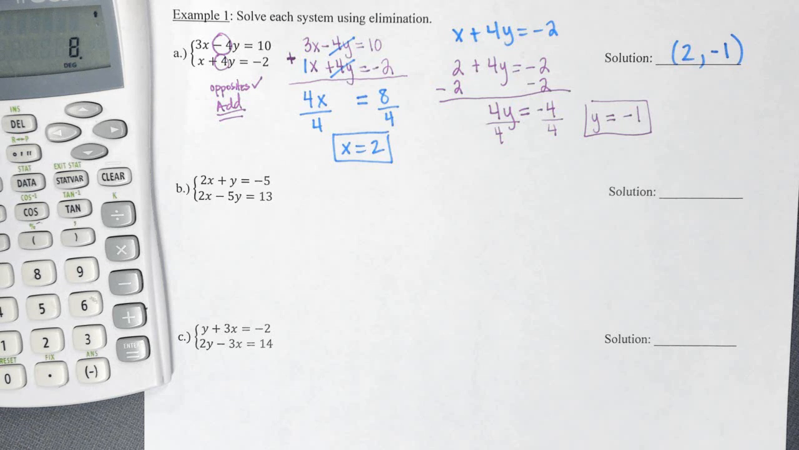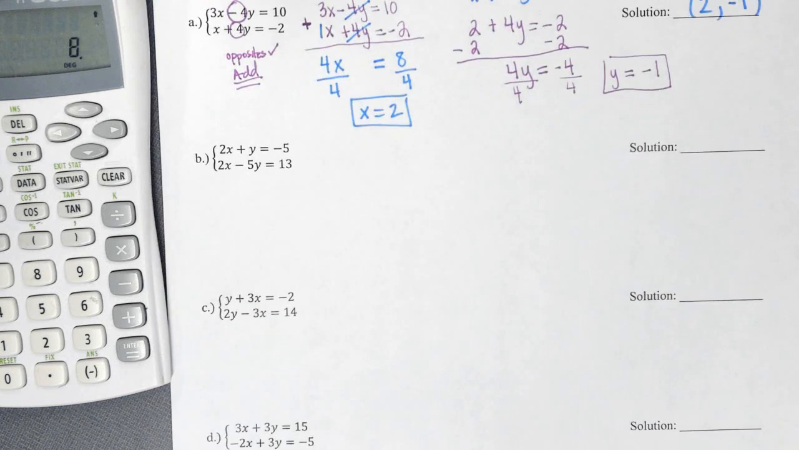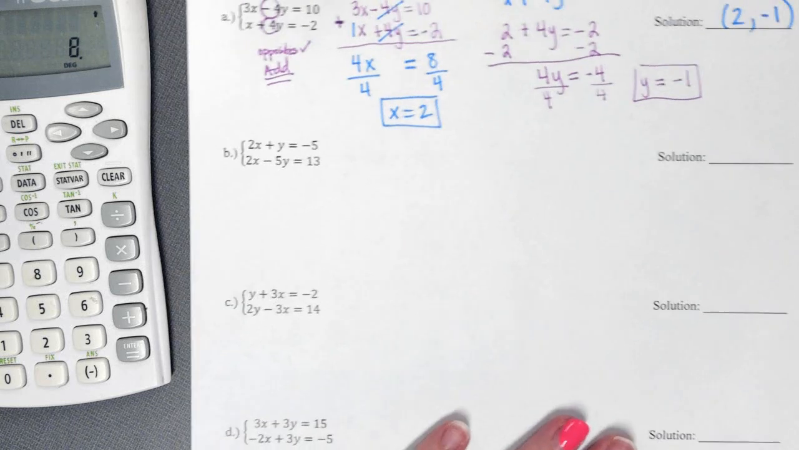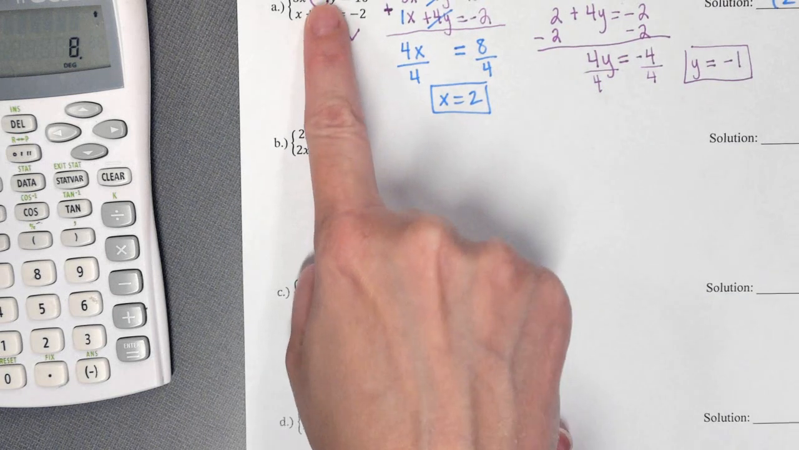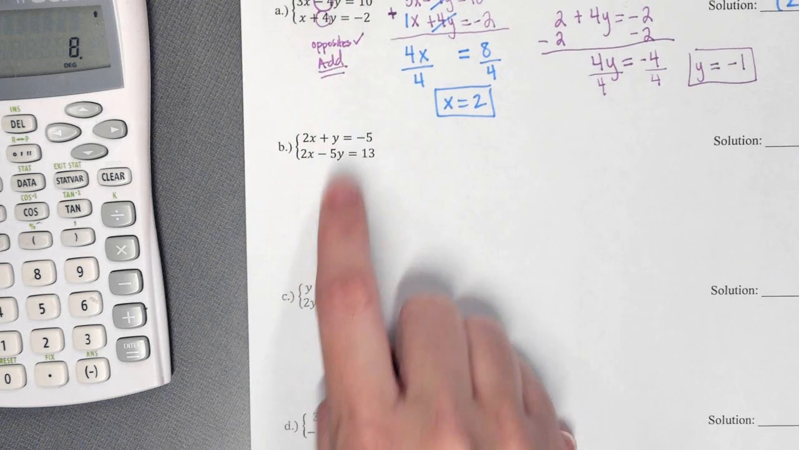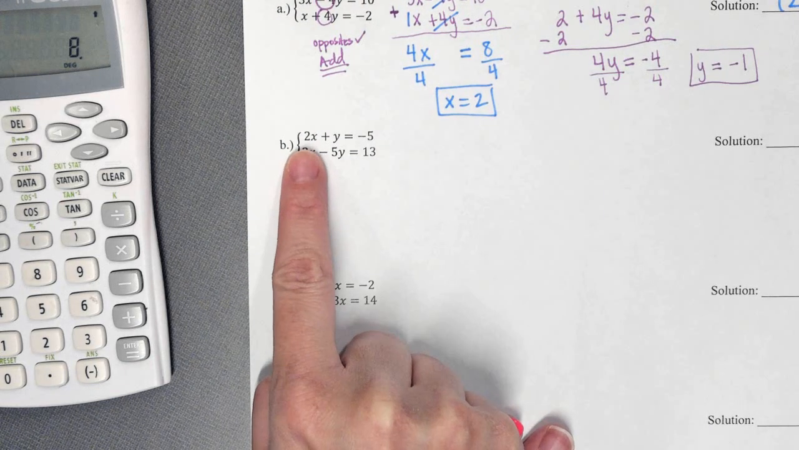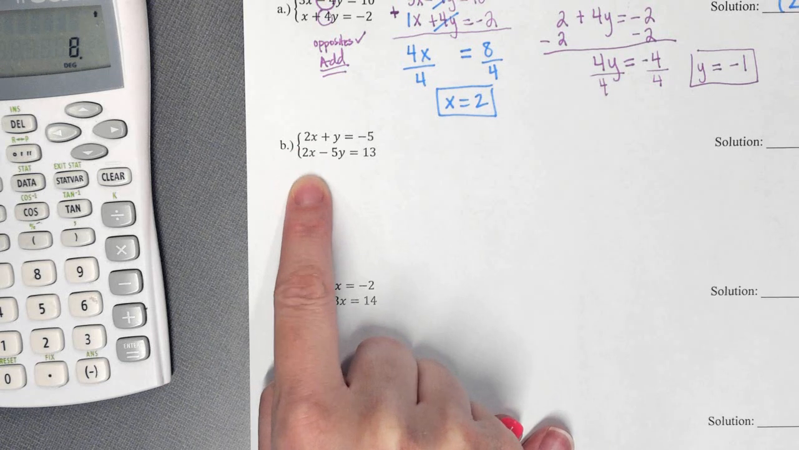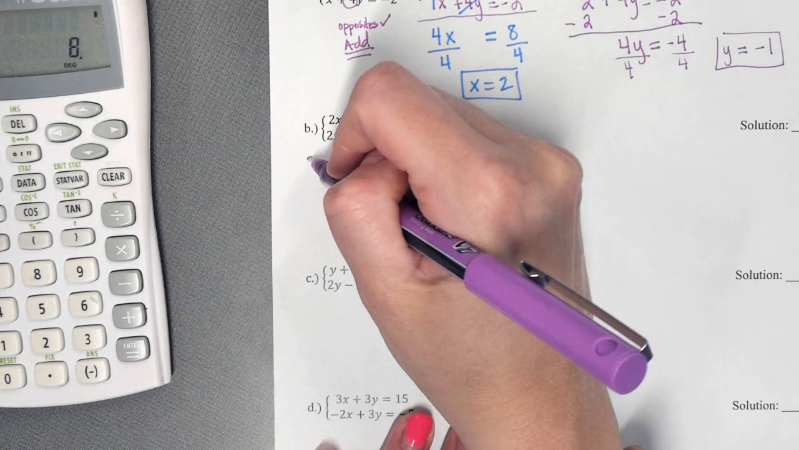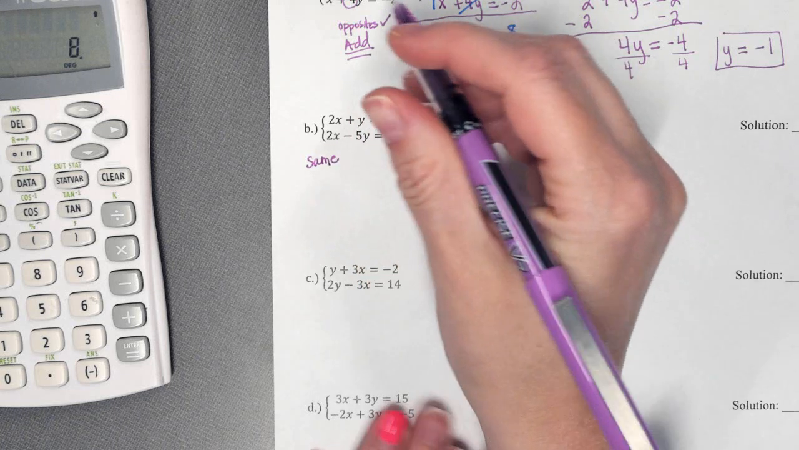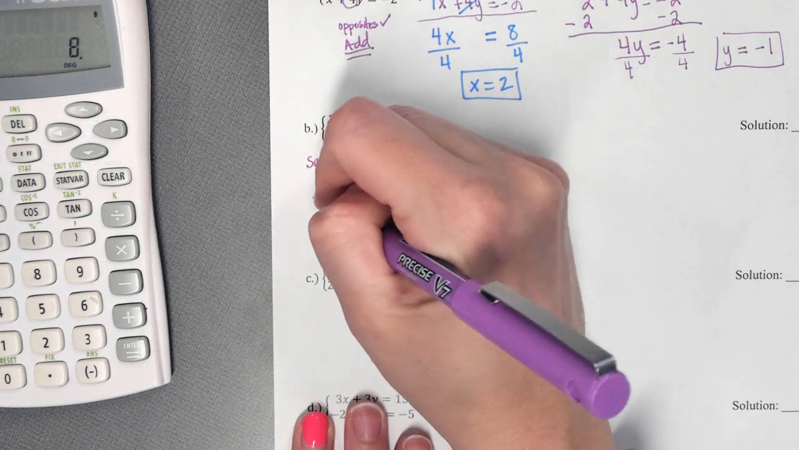Okay, so that's called elimination. Okay, so we're going to be adding equations together, or sometimes we don't add, we have to subtract. Okay, so let's look at part B. So here we had opposites, so we were able to add. Okay, if we look at the numbers in front, see how these are the same number? If they're the same, we're not going to add, we are going to subtract.